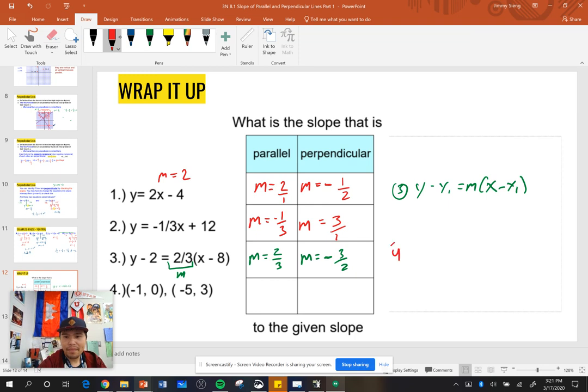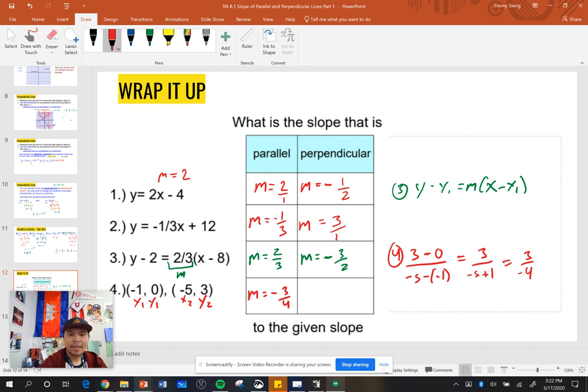Do number 4. We got here x1, y1, x2, y2. All right, so then I do 3 minus 0 over -5 minus -1. Well, that's easy. 3 over, I'll just keep writing it out. How about that? Negative minus minus makes plus, so we get 3 over -4. So my slope there, class, is m equals -3 over 4. That's for a parallel line.